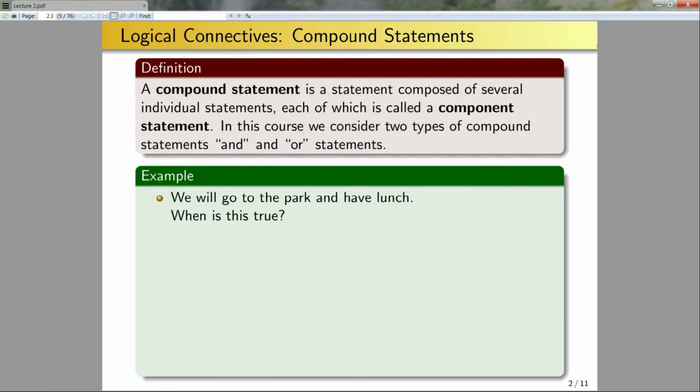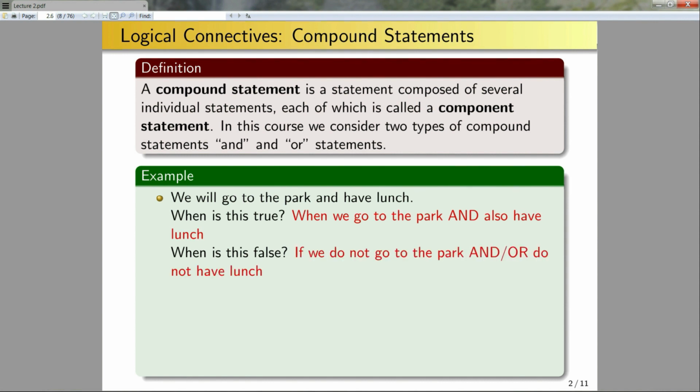So a natural question to ask is, when is this statement true? Pause the video and think for yourself when this might be true. This will be true precisely when we go to the park and also have lunch. Both of these individual component statements, we go to the park and we have lunch, need to be true at the same time. So when would this be false? Well, this would be false if we do not go to the park or we do not have lunch. We only need one of these two statements to be false in order for this compound statement to be false.